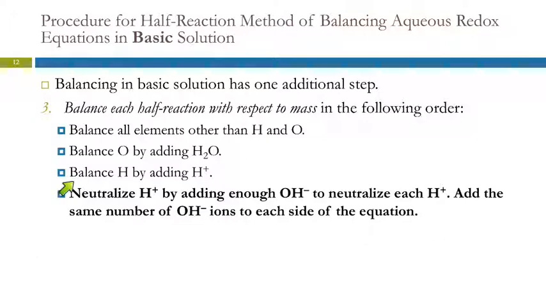But to make it basic, we need to neutralize those hydrogen ions, because hydrogen ions are present in an acidic solution. So we're going to add hydroxide ions to neutralize the hydrogen ions. If you have 3 hydrogen ions on one side, then you're going to add 3 hydroxide ions to both sides of that equation. That's not going to mess up the balancing. It's just going to change it from acidic to basic.